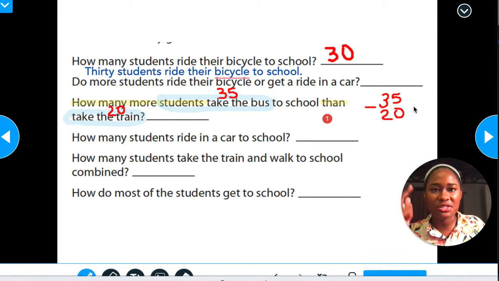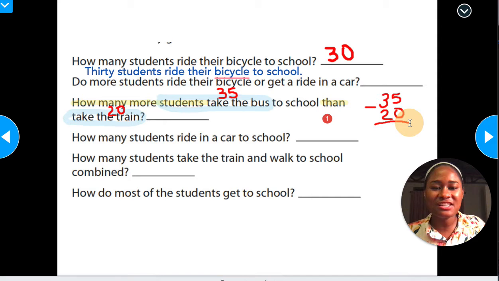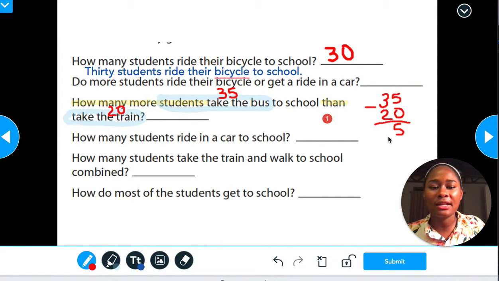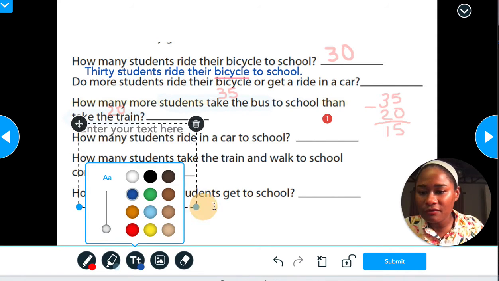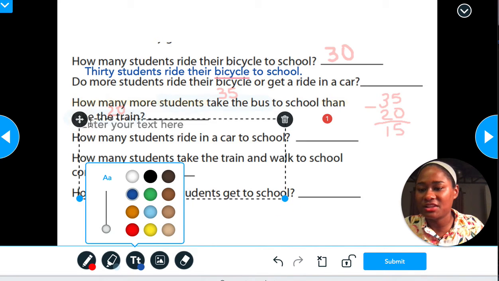Now, if you want to use some mental math strategies to answer this, awesome, and I definitely think you should do that. But if you need to, go ahead and line them up like we would with our imaginary place value chart, and we'll do our math this way. 5 minus 0 is 5, 3 minus 2 is 1. So how many more students take the bus to school than take the train? 15 students take the bus. 15 more students take the bus than take the train.